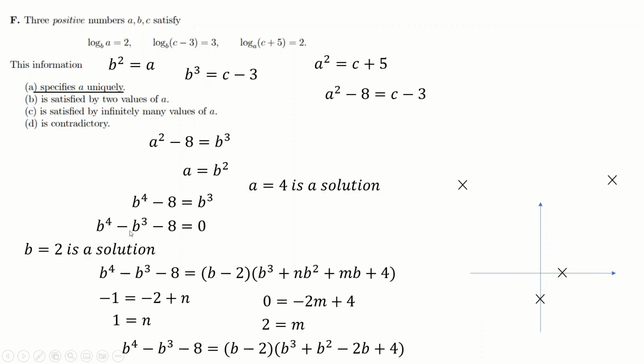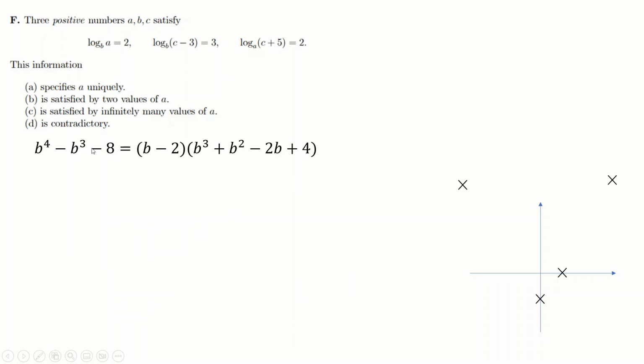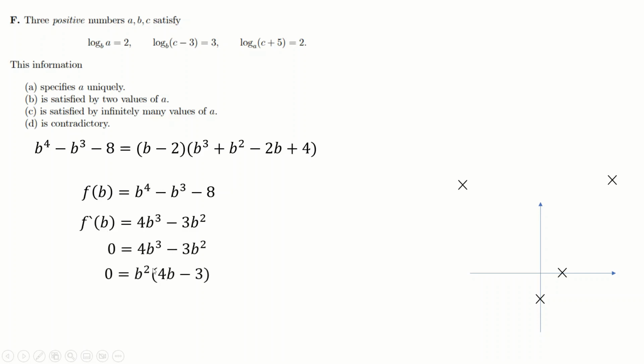Well, you can take this quartic here, b to the 4 minus b cubed minus 8. You don't write it in factored form, but you can just differentiate this to find the turning points. So if that's my function in terms of b, differentiate it. The 8 just goes away, of course. Turning points happen when that's 0. Factorize out b squared, and we'll have a turning point at 0 and a turning point at 3/4.